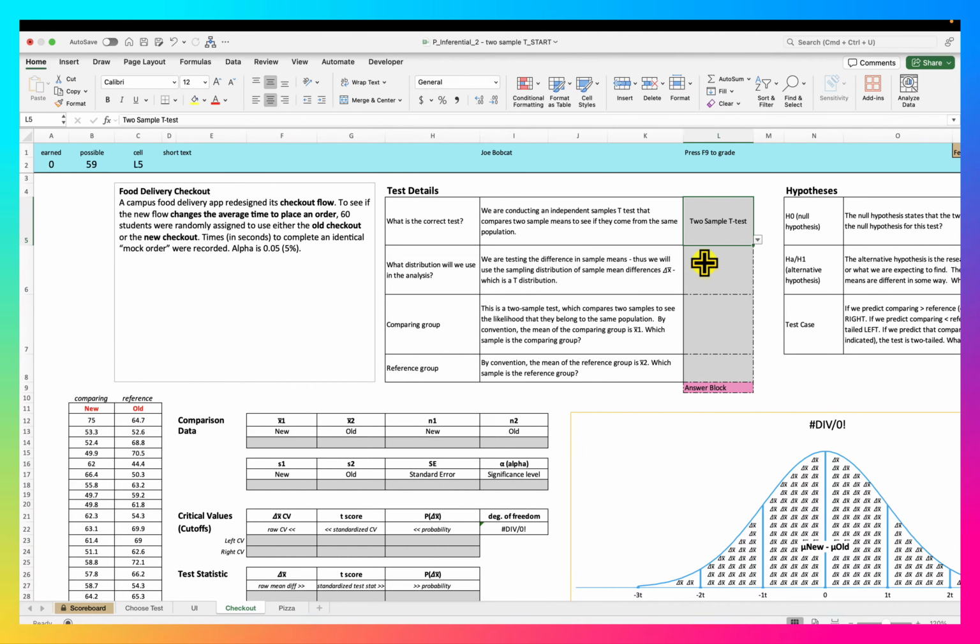Thus, we'll be using the sampling distribution of sample mean differences, delta x bar, which is a t-distribution. So it's the difference in two sample means, mu1 and mu2. This is a two-sample test, which compares two samples to see the likelihood that they belong to the same population. By convention, the comparing group is x bar 1. So we have comparing, which is new, x bar 1, so that's new. And the reference group is old.